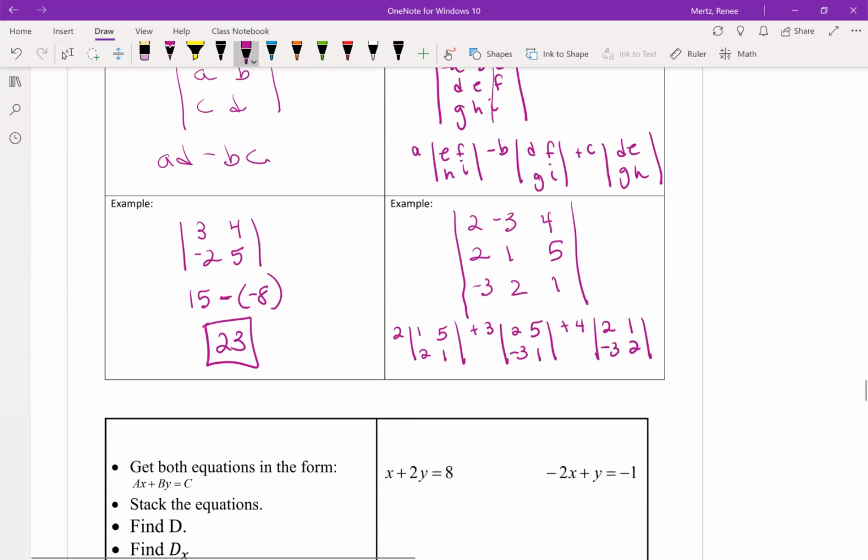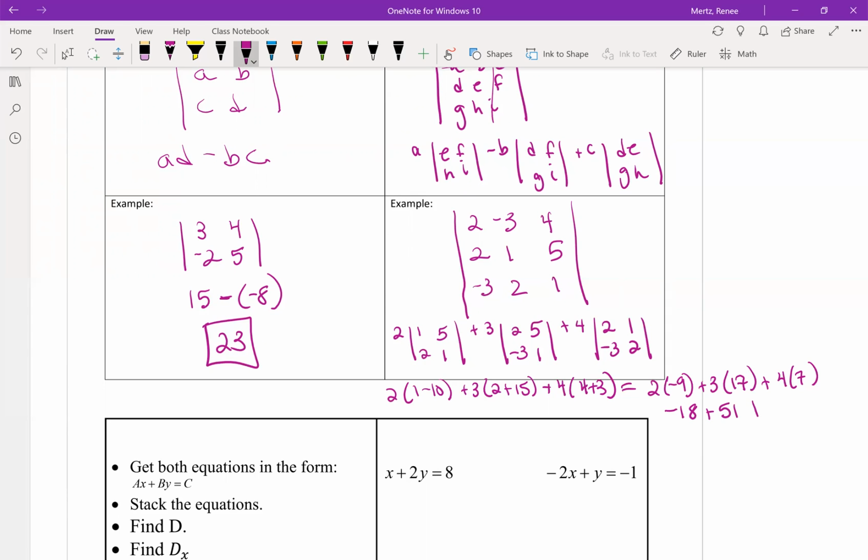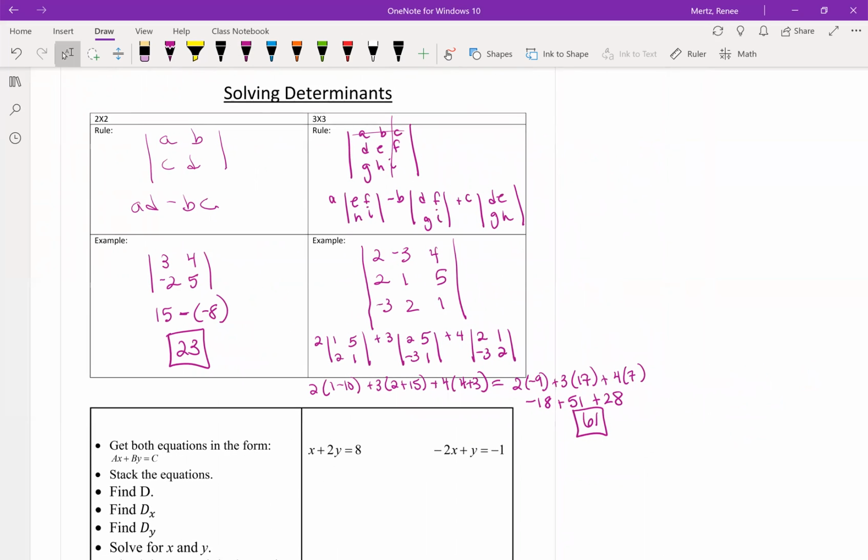So we get 2 times 1 minus 10, plus 3 times 2 plus 15, plus 4 times 4 plus 3. So we get 2 times negative 9, plus 3 times 17, plus 4 times 7. We have 18 plus 51 plus 28. So this total should be 61. Check my math. I didn't use a calculator.